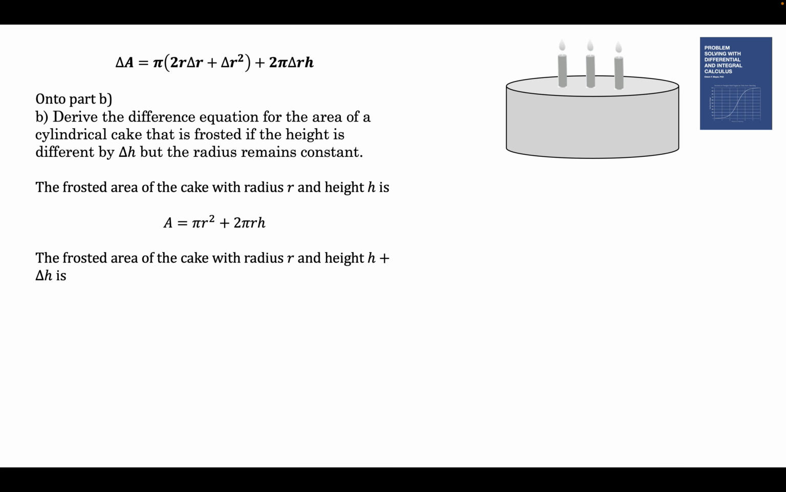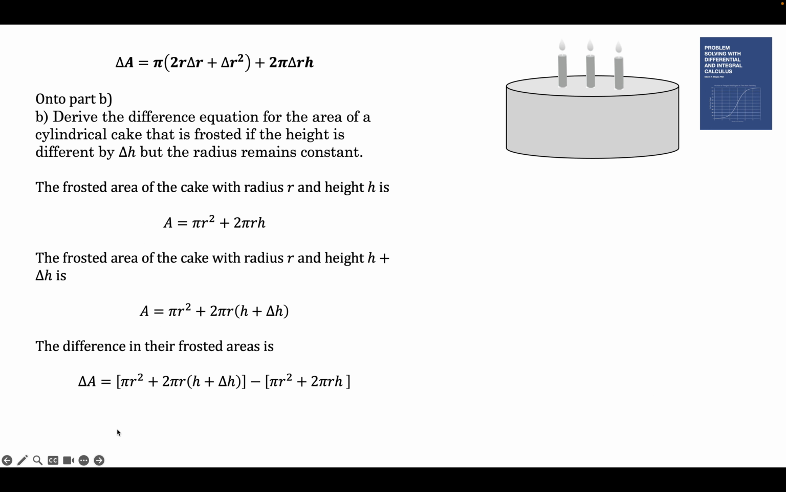Then we're going to change the height a little bit, and that's only this part right here. So if we subtract these two, the pi r squared is going to go away, not surprisingly, and we just get 2 pi r delta h. If we change the height by a little bit, we have this little strip that we have to frost. That's the only difference, and that area is 2 pi r delta h.